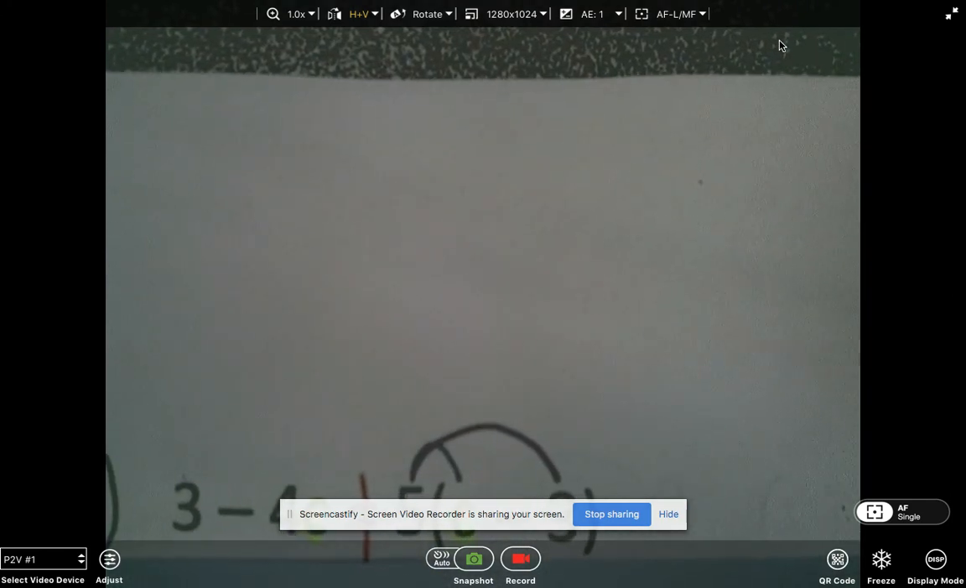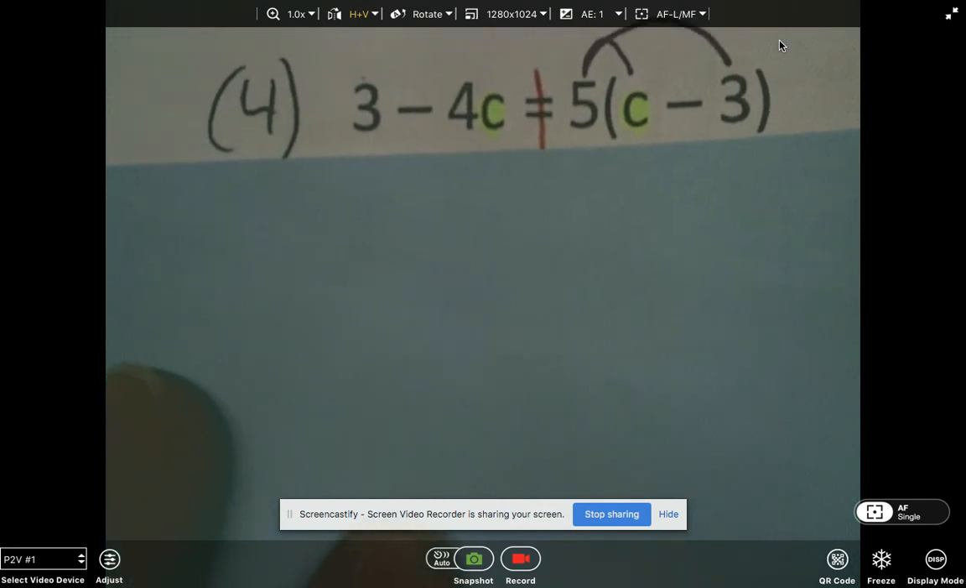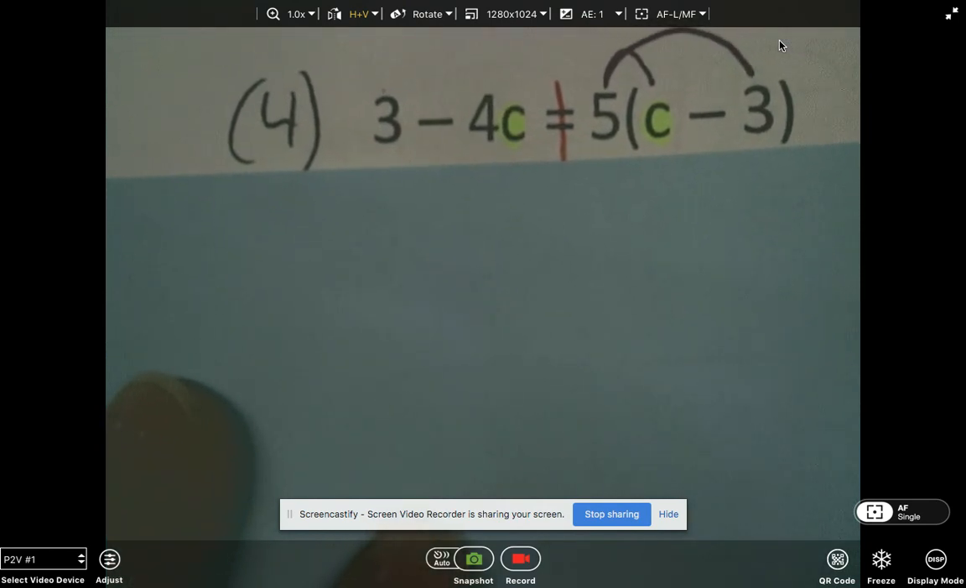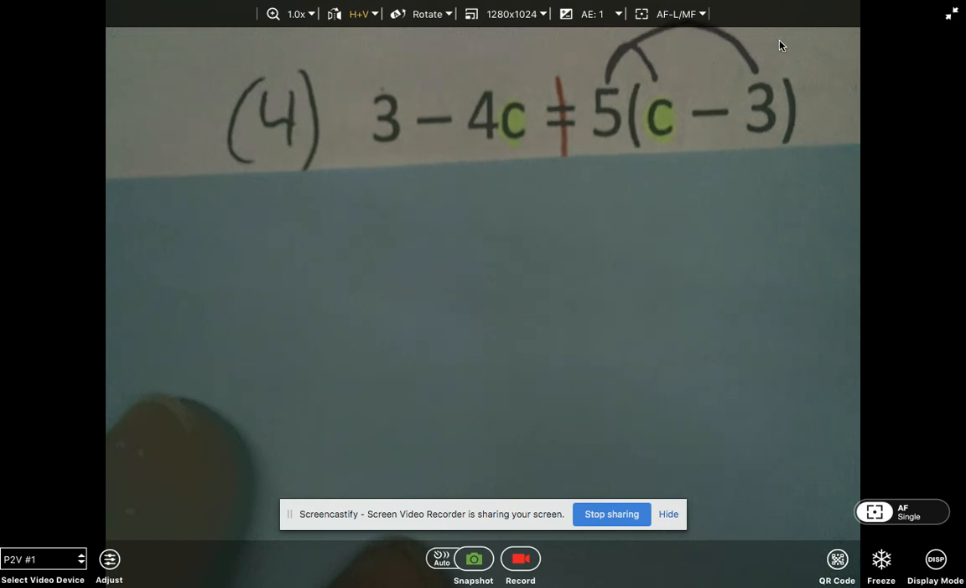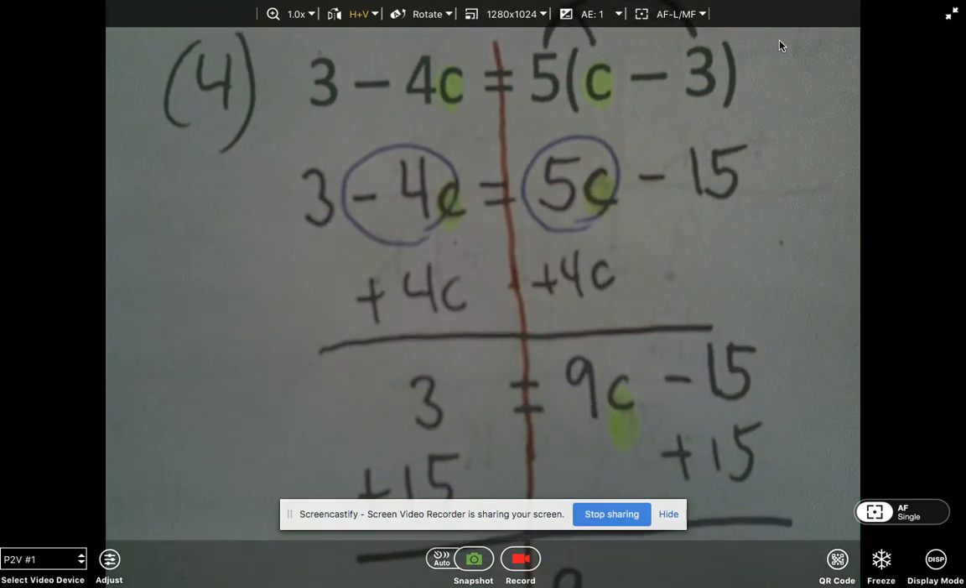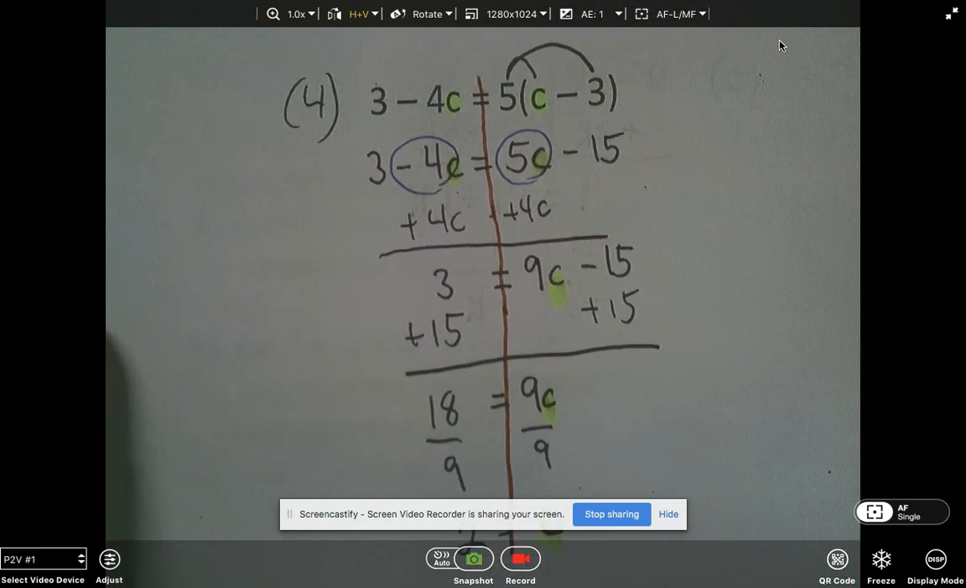So this one is very much similar to example 3. I'm going to pause the video here and see if you can solve this example for C. All right, if you did it right, did you get C equals 2?